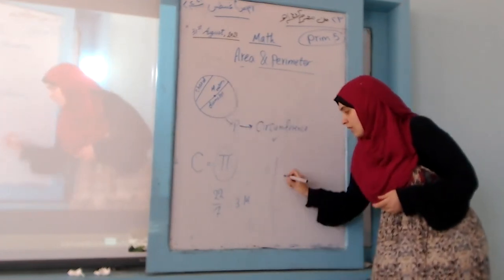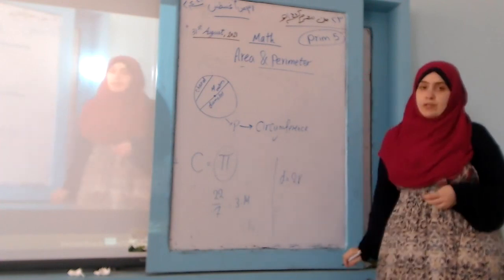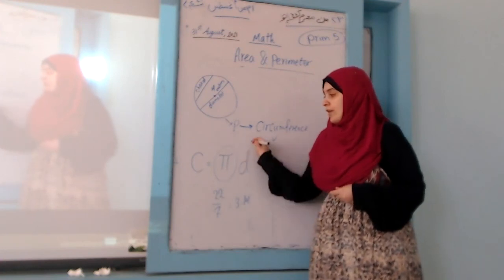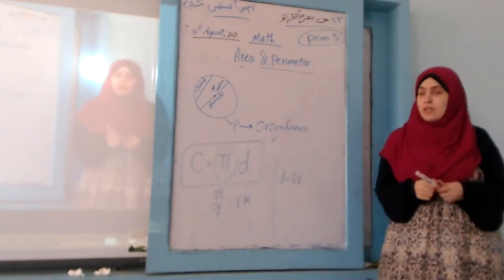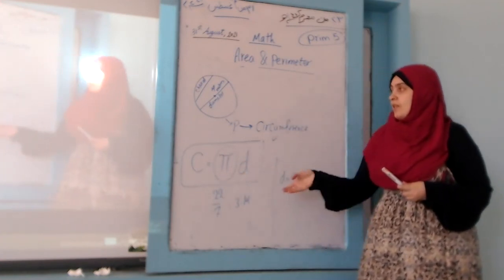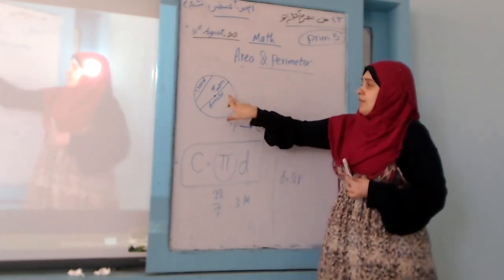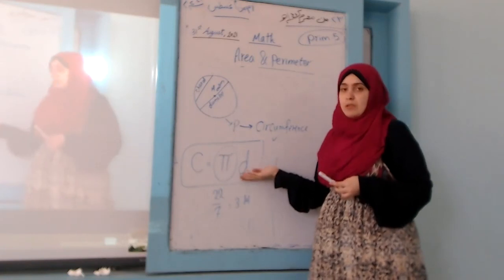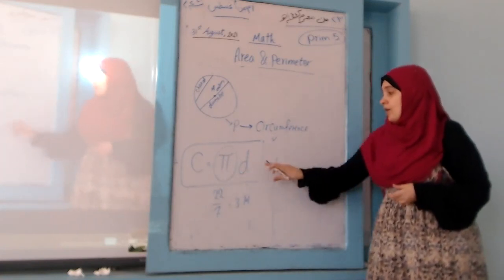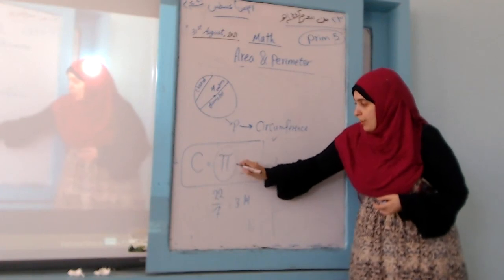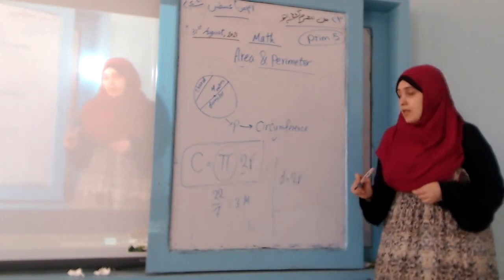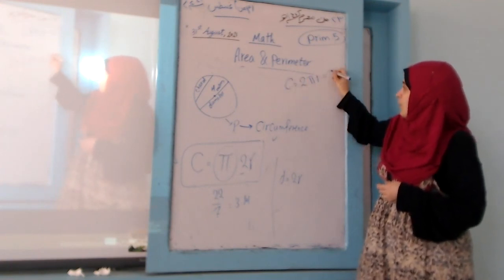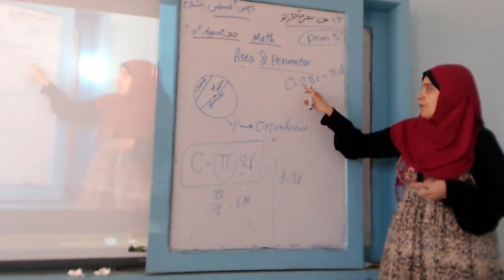I know that the diameter equals two times the radius. To get the circumference, it's pi multiply d. My circumference for any circle is pi multiply d. If you tell me the diameter of any circle, I will get the circumference. If he gives me the radius, not the diameter, I can replace the diameter by 2r. So the circumference equals pi times d, or 2 pi r.